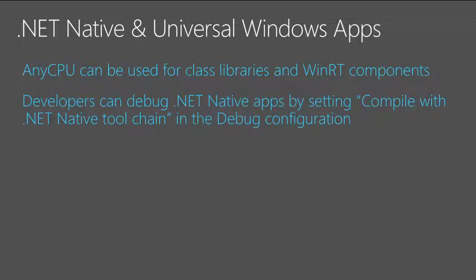So any CPU can be used for class libraries and Venautic components because you can't really deploy a class library or a Venautic component. It has to be consumed in the application, right? And the application and its .NET toolchain will basically convert this to a .NET Native thing while compiling.